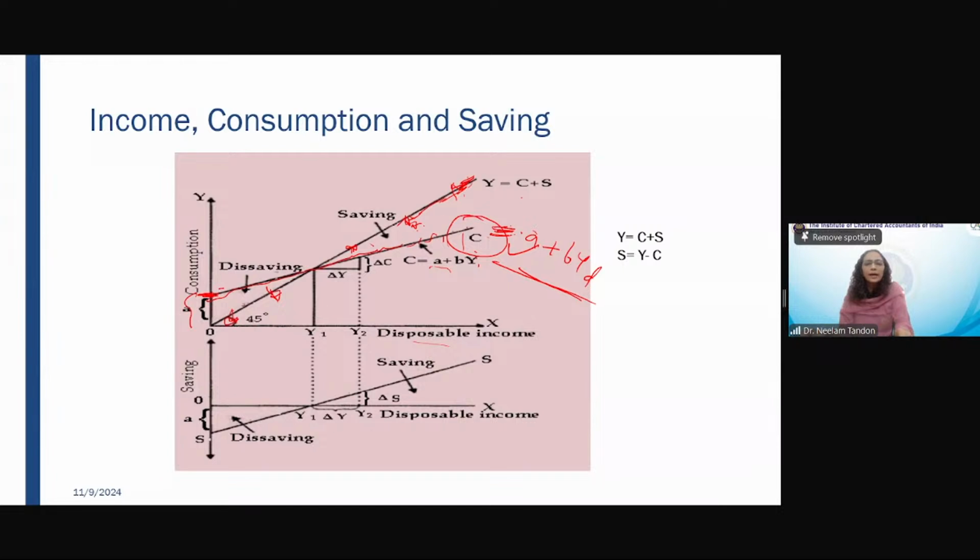So this is aggregate supply. Aggregate supply is the total output produced in the country. Okay.